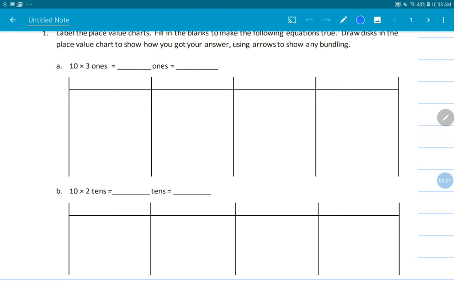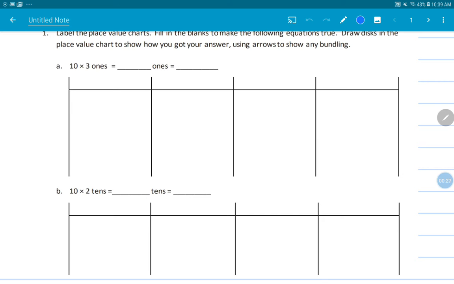Okay, so the directions tell us to label the place value charts. Fill in the blanks to make the following equations true, and draw discs in the place value chart to show how you got your answer, using arrows to show any bundling. So let's talk about what all that means. What's the very first thing that it tells us to do? Label the place value charts.